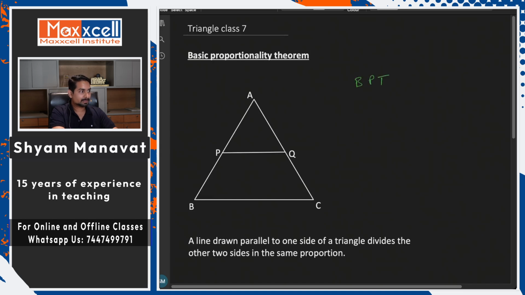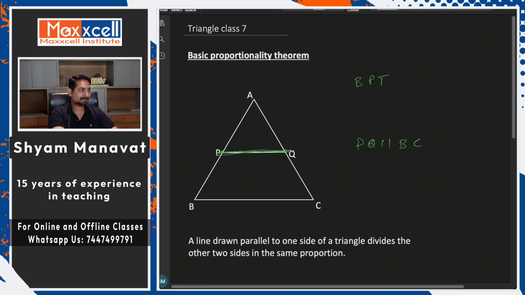That is basically, if you get a triangle, like ABC, and you draw another line which is parallel to one of the sides of the triangle, let's say PQ. Here PQ is parallel to side BC. In that case, PQ divides the other two sides in the same proportion. What do you mean by same proportion?